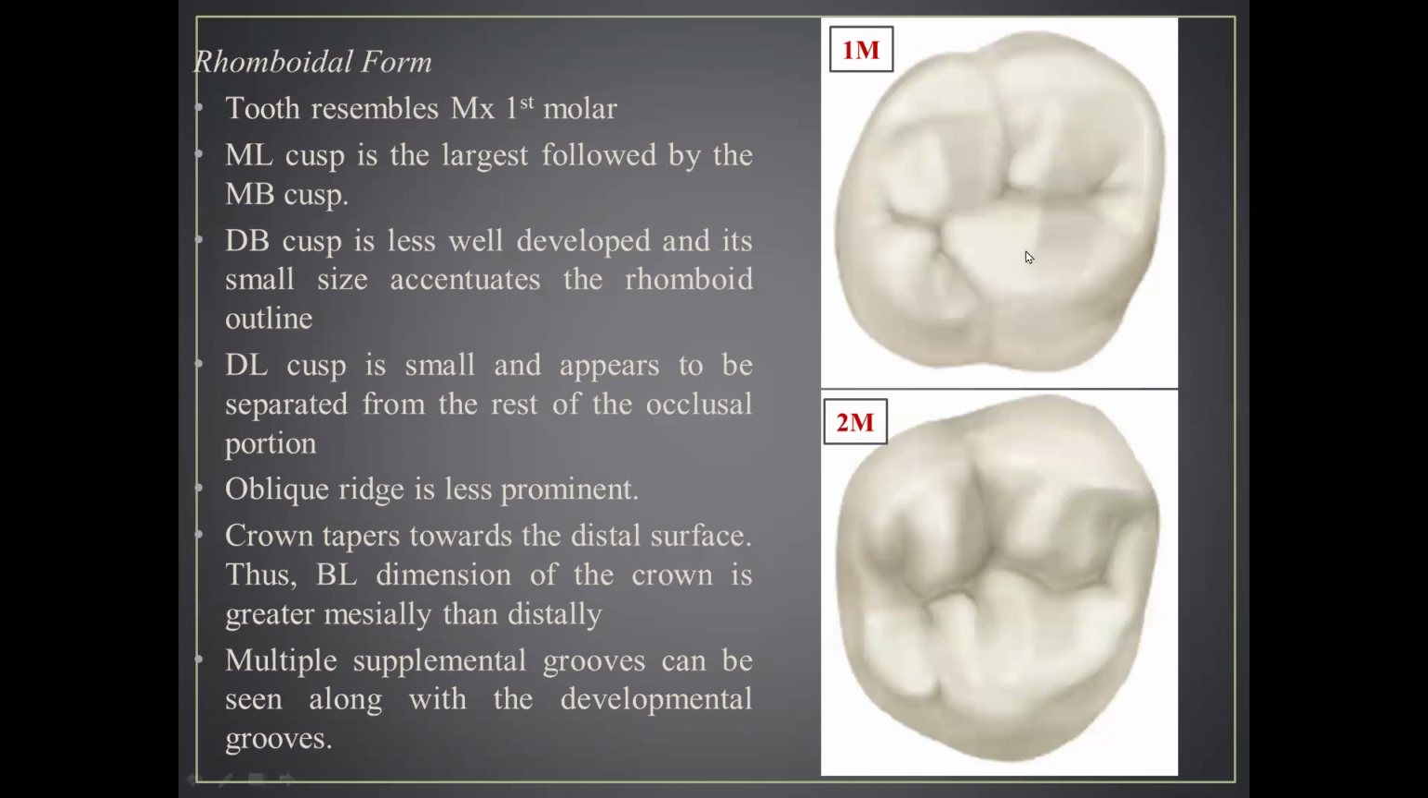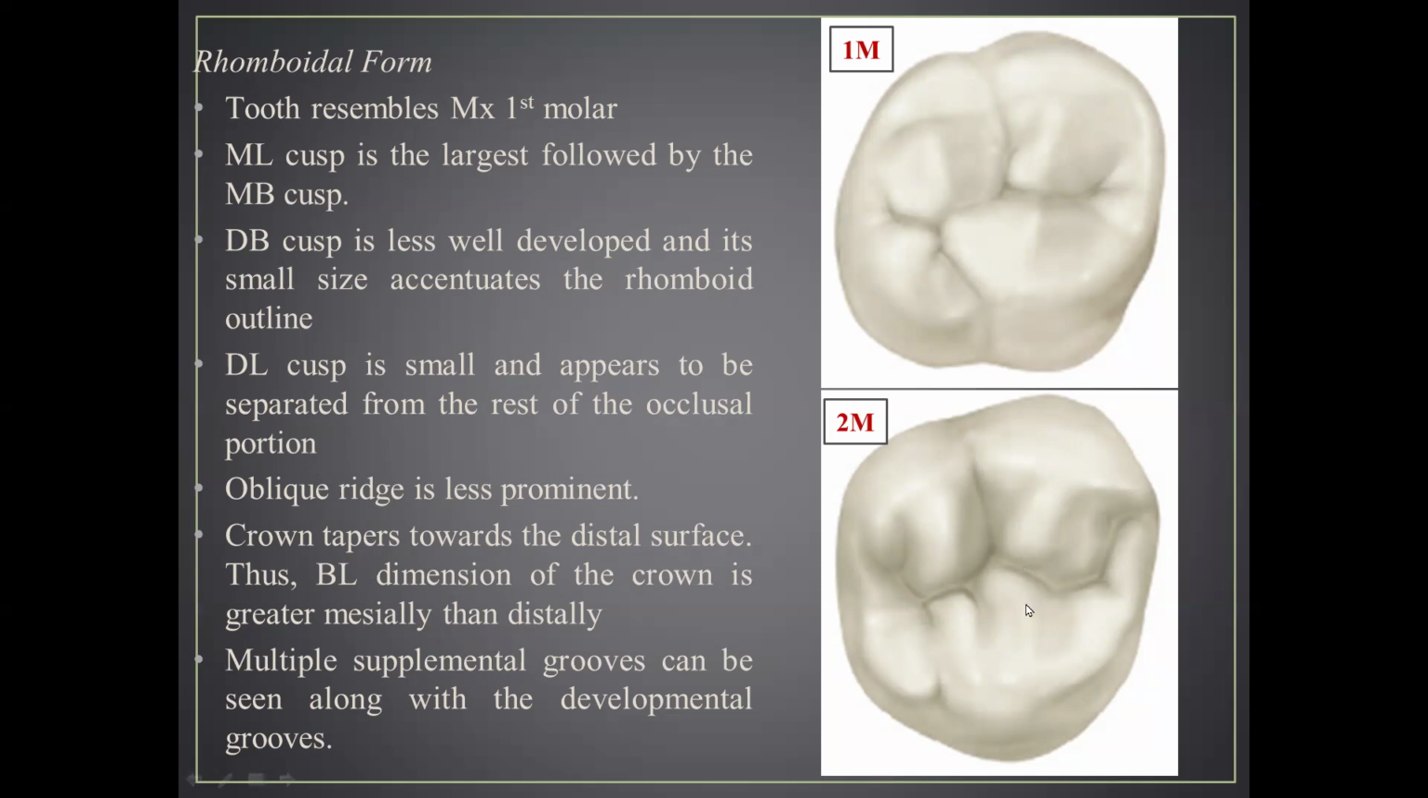In the rhomboidal form, which is similar to that of your maxillary first molar, your mesiolingual cusp is the largest, followed by the mesiobuccal cusp. The distobuccal cusp is less well developed, and the distolingual cusp is also smaller and seems to be separated from the rest of the occlusal portion. That's about the primary cusp triangle. We have already discussed this.